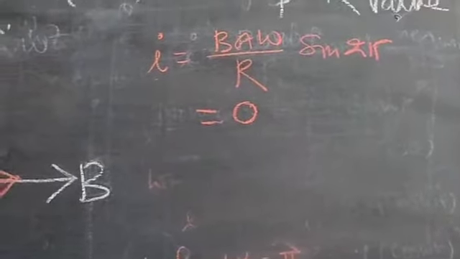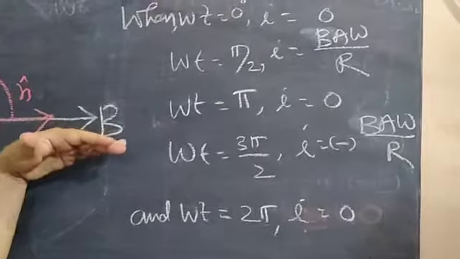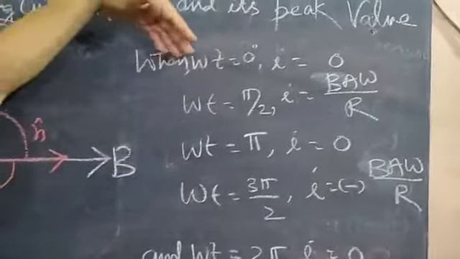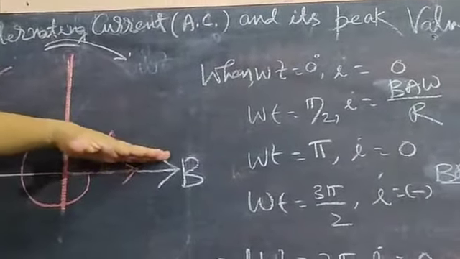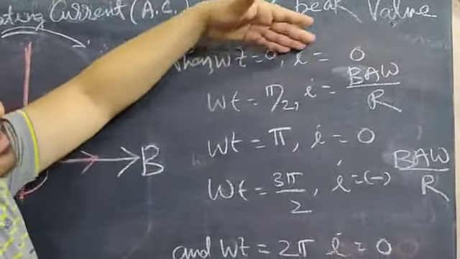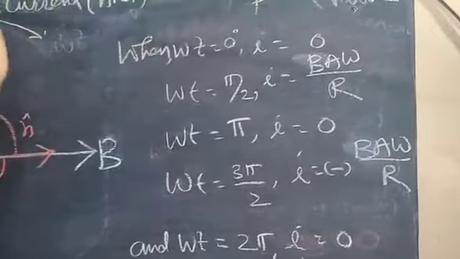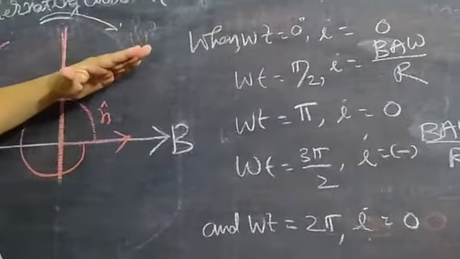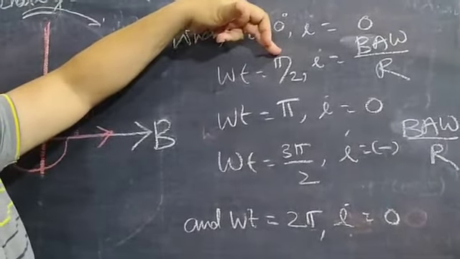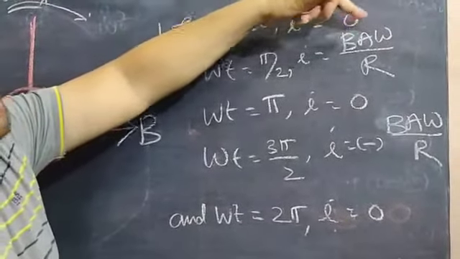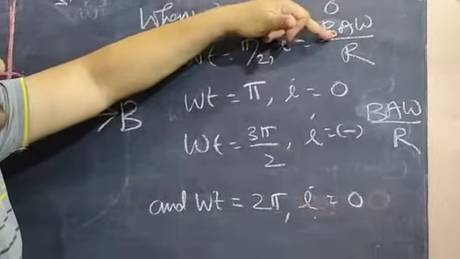So what we find is that when omega t is equivalent to 0 degree, means area vector was in the direction of magnetic field, current was 0. When coil starts rotating and up to 90 degree, current increases, and when omega t is 90 degree, current becomes B A omega upon R and it is maximum.